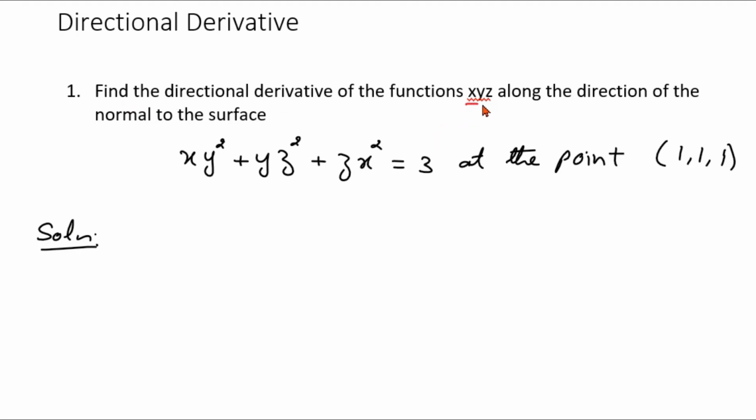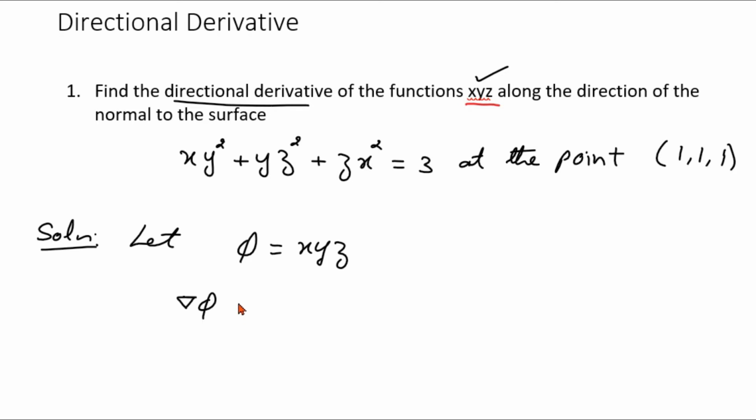So the function over here is x into y into z. Let us take that surface to be, say, phi. So phi will be equal to xyz, this particular function xyz. Now we'll try to find out del phi of this value. Because we need to find the directional derivative, you have to find that del phi value.